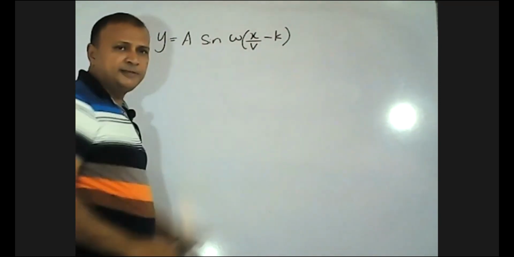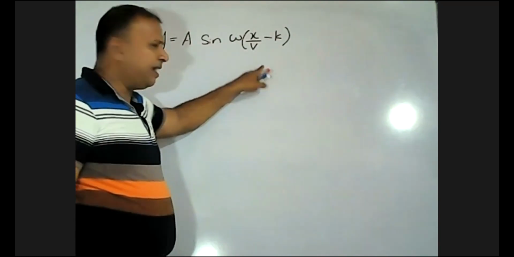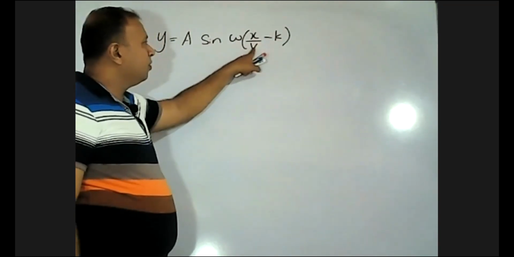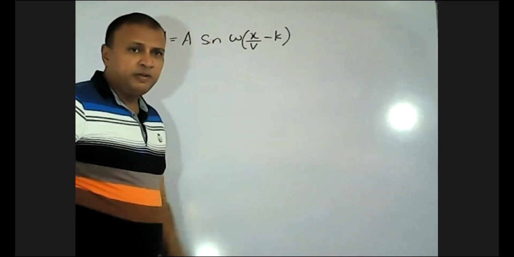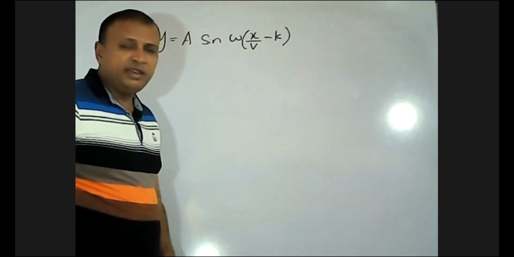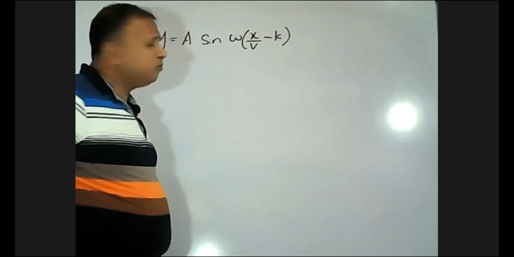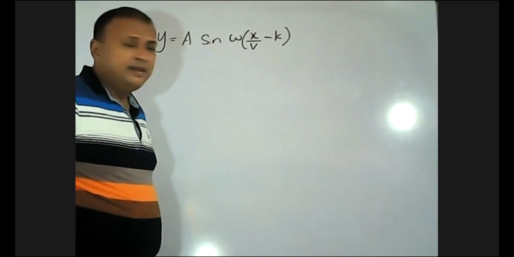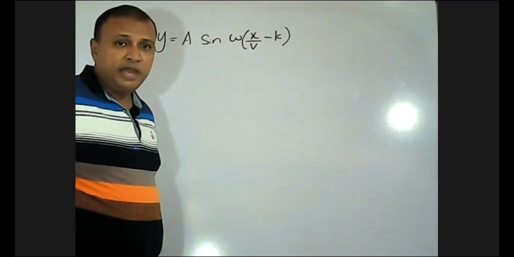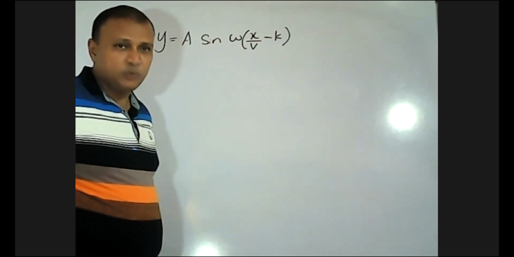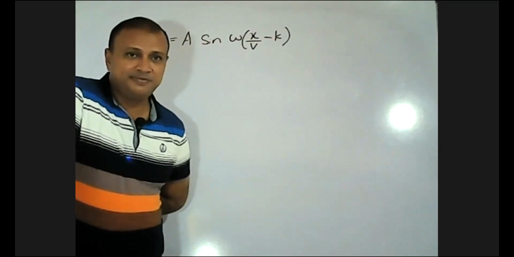You can think this is an angle. So we can add or subtract same physical quantity. Then K should be an angle. Then K should not have dimension. That kind of thing can be assumed.